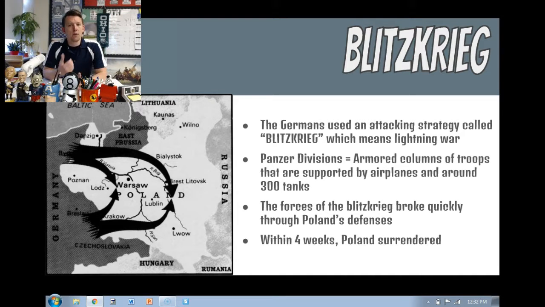Now, the forces of the Blitzkrieg broke quickly through Poland's defenses, and within 4 weeks, Poland surrenders. So within a month, Poland ceases to exist as a sovereign state. It now is controlled by Germany, and it's going to be controlled by Germany through the majority of the war until the Allies begin to move in and liberate these places.